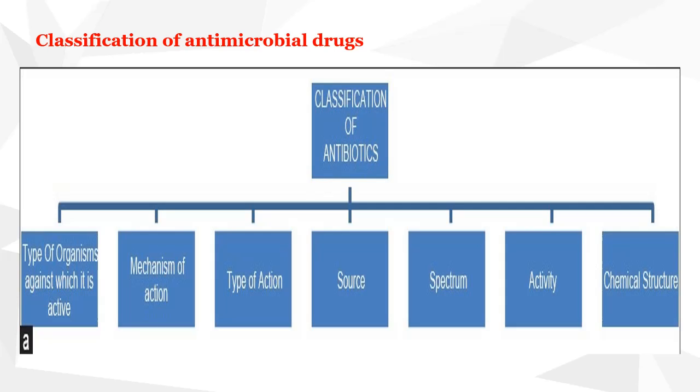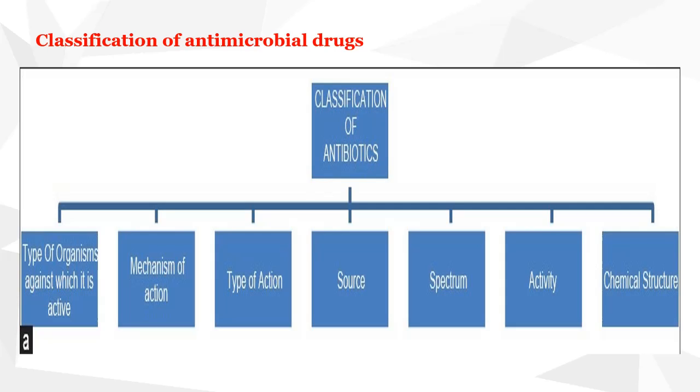Classification of antibiotics. We have several types of classification. One is based on the type of organisms against which it is active, like gram-positive or gram-negative, or cocci or actinomycetes. Based on the mechanism of action, we have already seen it in the earlier slides. There are four to five different areas within a cell where antibiotics can act: on the cell wall or cell membrane, on the nucleic acid, or on the protein synthesis part. Or based on their type of action, whether it is a bactericidal effect or a bacteriostatic effect.